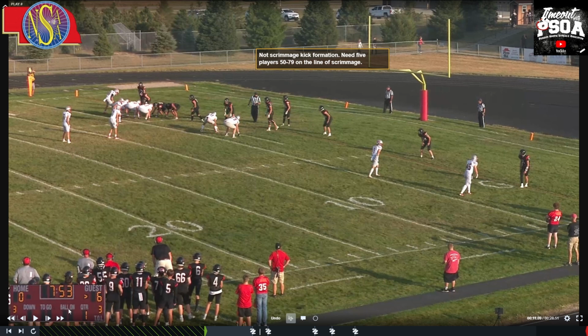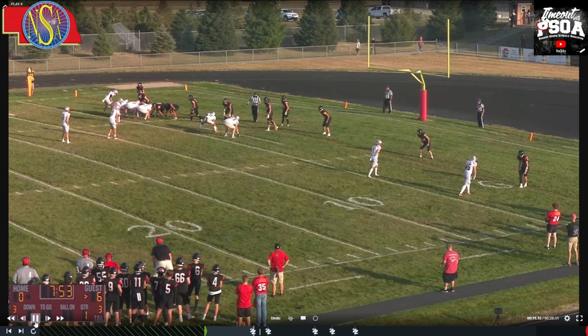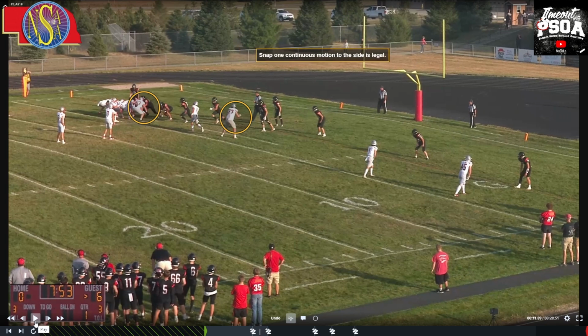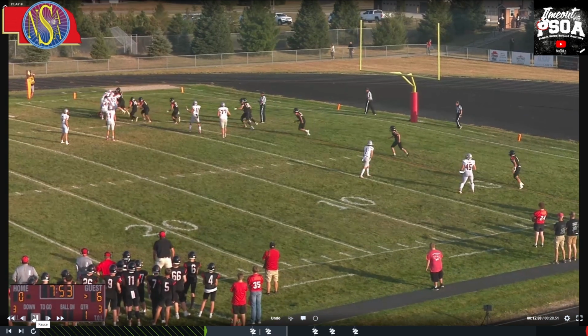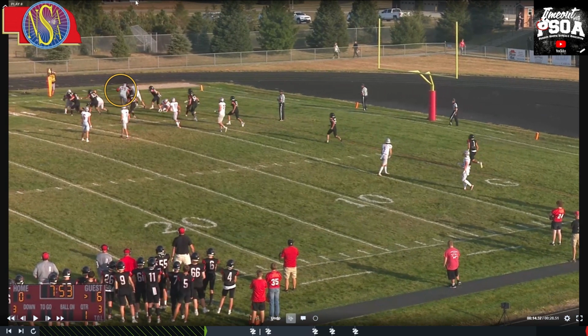Another weird portion of this play, the snap. Can snaps be one continuous motion from the side backwards? And the answer is yes. This is a legal snap. We've circled 2 offensive linemen, 77 and 53. And then we have number 79 and number 70 for the next 2. So we have 4 linemen, 50 through 79, on the line of scrimmage.